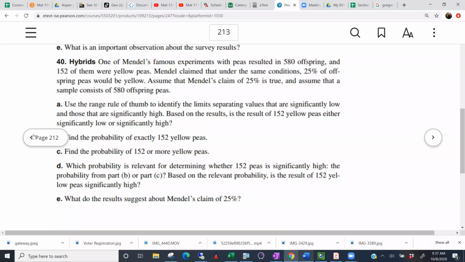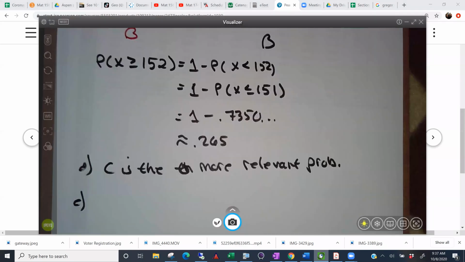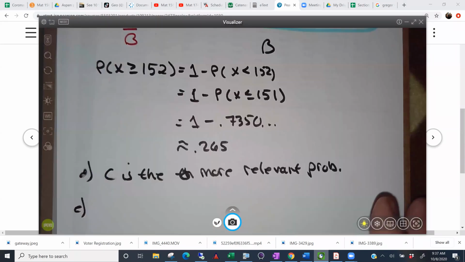Anything else on problem number 40? It's a good one, and I hope that you got a lot out of it. We started out by looking at whether or not this was a binomial random variable. We calculated the mean and standard deviation. You should be able to do that. We used the range rule of thumb to identify significantly high, significantly low. Again, that's stuff you should be able to do. And finally, we calculated some probabilities. In particular, I like this problem because we used the complementation rule.